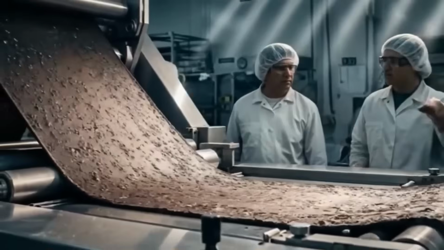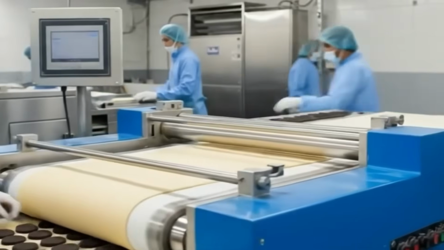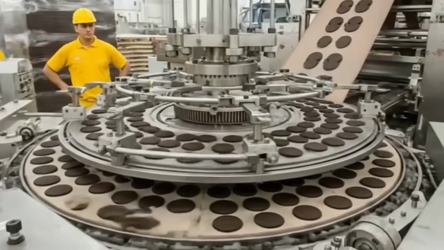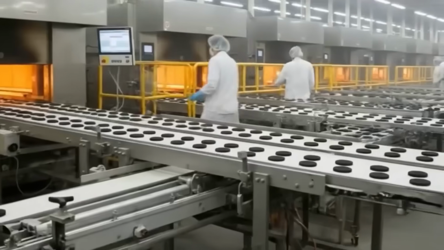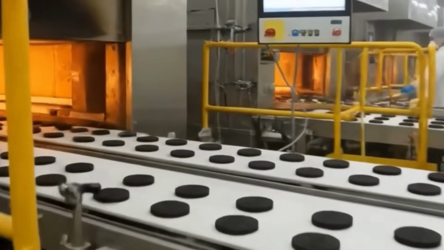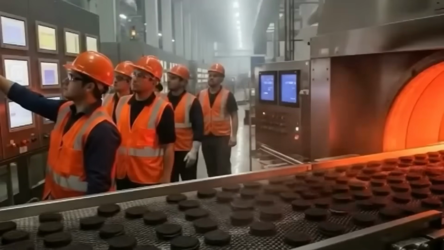Baked sheets are discharged onto a mesh cooling belt, where ambient forced air coolers reduce sheet temperature to below 30 degrees Celsius within 90 seconds. Cooling is followed by longitudinal slitting.